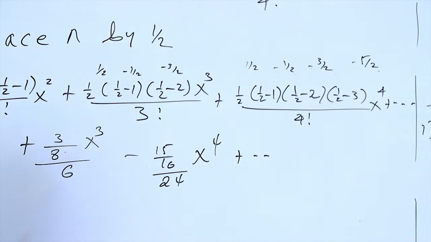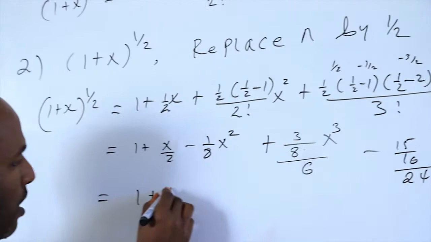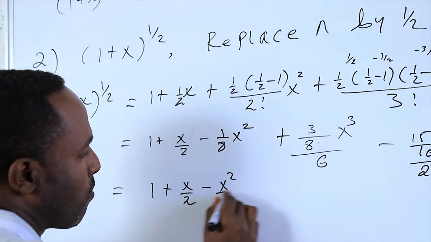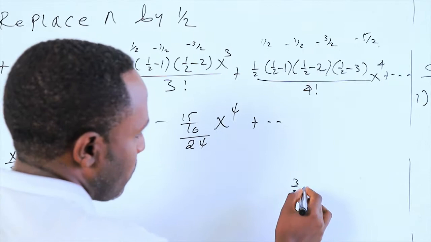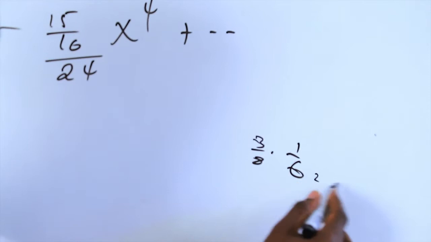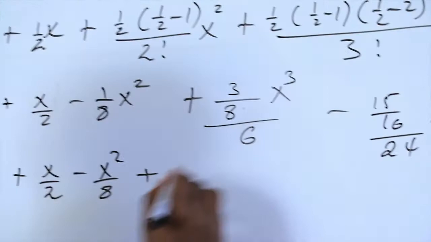Here, this is equal to simply 1 plus x over 2 minus x squared over 8 plus, when you simplify here, we can say 3 over 8 divided by 6 means simply multiplied by 1 over 6. When you simplify it, 3 by 2, which equals 1 over 16. So our result should be x to the power of 3 over 16.